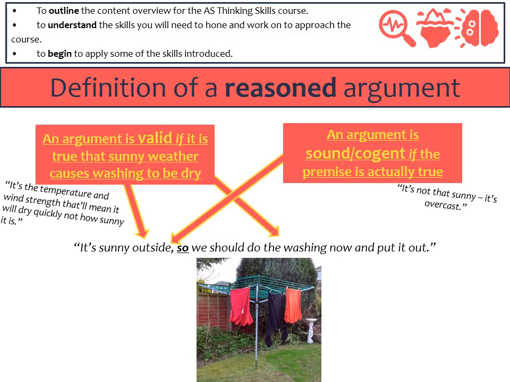The other thing that we could look at is whether the argument is sound. Now, if an argument is sound, then that would be that the premise is true. So I could question whether or not sunny weather causes washing to be dry, but I could also question whether or not it's sunny. It's not that sunny, it's overcast today, it's not going to be the kind of weather that we need. So an argument is reasoned if it has validity and if it has cogency or soundness.